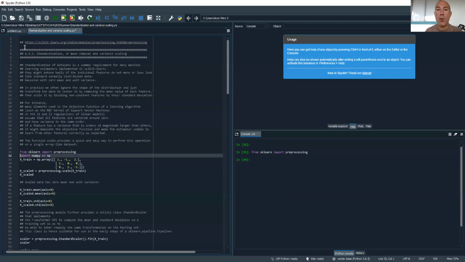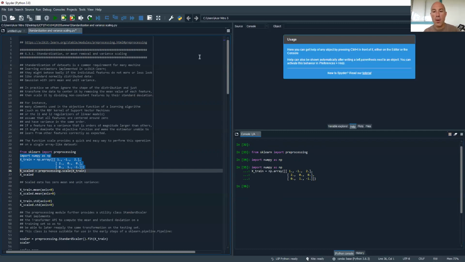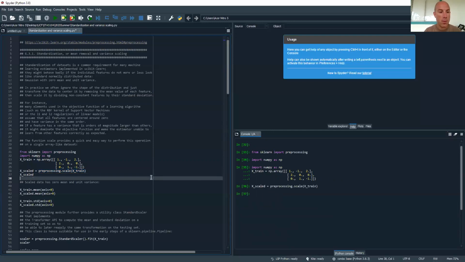Okay, so let's get scikit-learn. I specifically want pre-processing. And then let's go ahead and get NumPy in. Now let's go ahead and pull in or generate our training data. So we can see here are our entries on our training data. Now what I want to do is center and scale my training data.